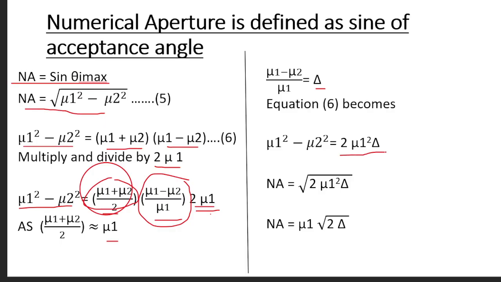After putting the value of mu1 square minus mu2 square in equation number 5, we can write the numerical aperture equals square root of 2 mu1 square del. After taking this mu1 square outside of the square root, you will be remaining with NA equals mu1 square root of 2 del. So this is another formula for the numerical aperture.